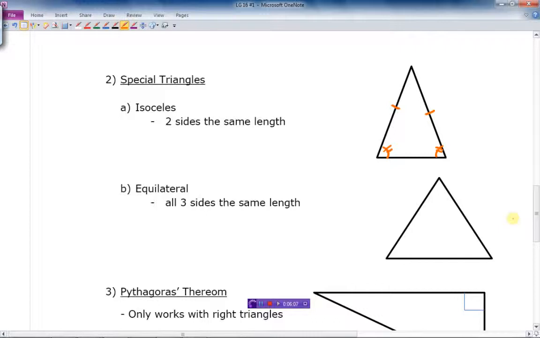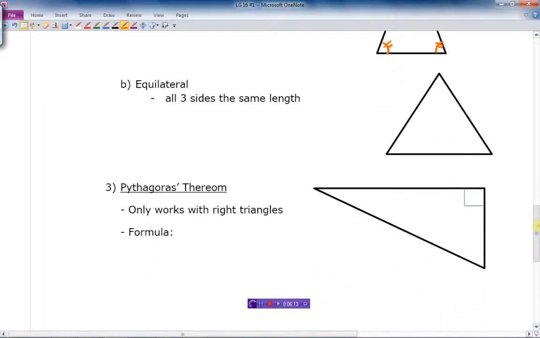What about an equilateral triangle? Well, in this case, all three sides are the same length. So I'll put little lines, this side and this side are all equal. What does that mean about the angles? That means the angles are all equal. So if one was x, the other would also be x, and the other too, so they're all the same.